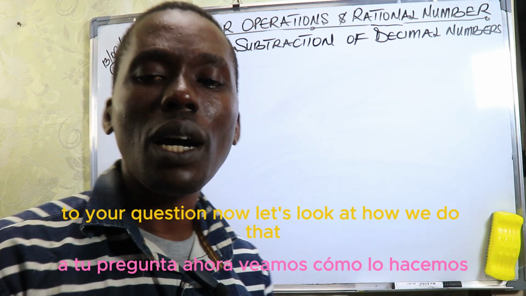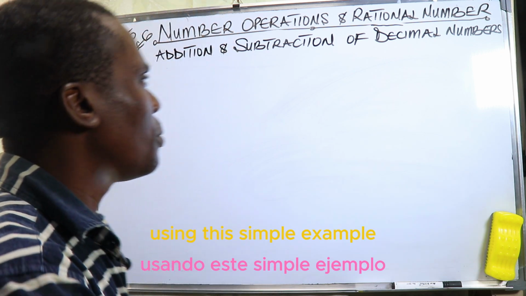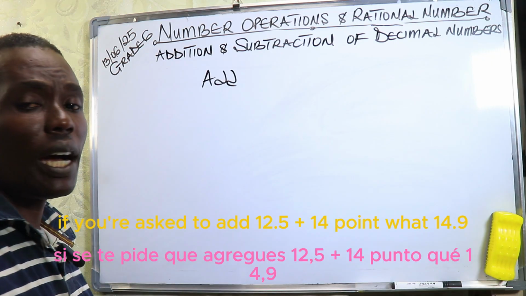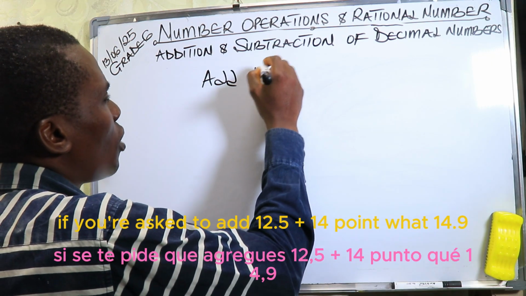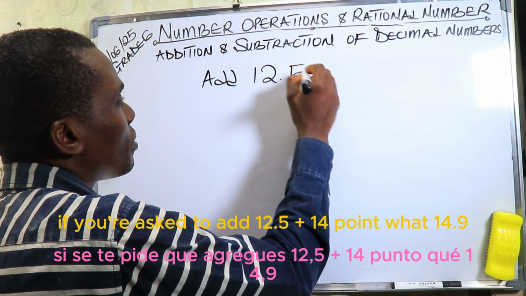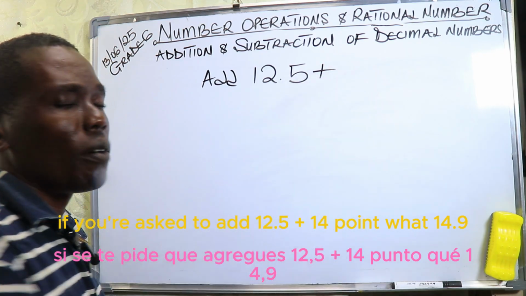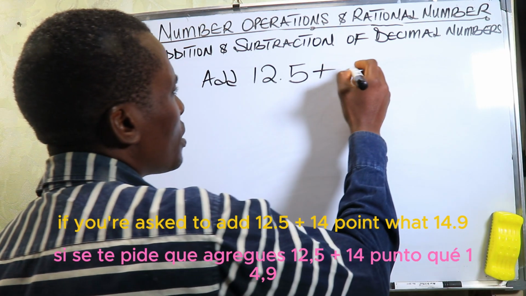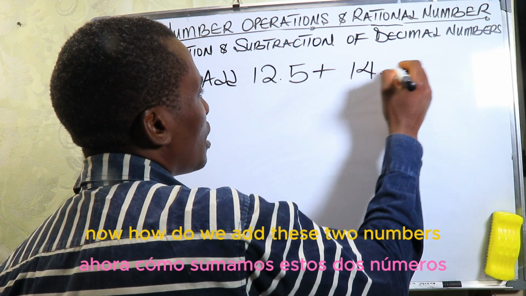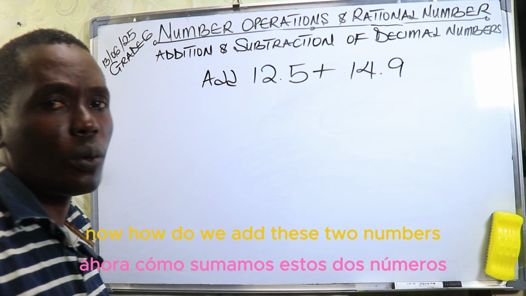Now let's look at how we do that using this simple example. If you are asked to add 12.5 plus 14.9, how do we add these two numbers?